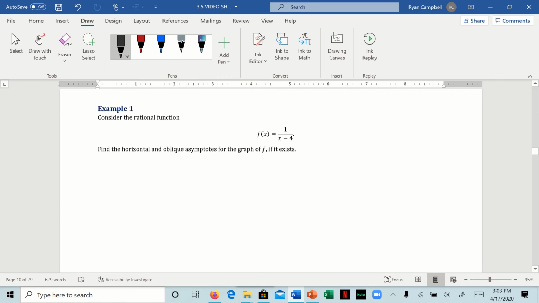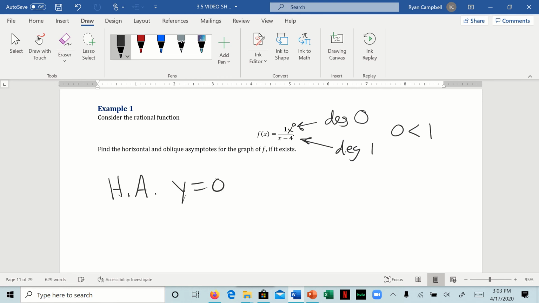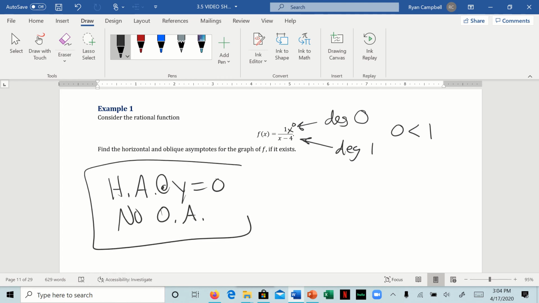All right, so same example. Example number 1. Let's find the oblique and the horizontal asymptotes. So we can see that the degree of the top is 0, because where are the x's? There's no x. So essentially it's just x to the 0. What about the bottom? We can see that the degree is 1. So since 0, the top, is less than the bottom, we have y equals 0 as the horizontal asymptote, which means that we have no oblique asymptote.